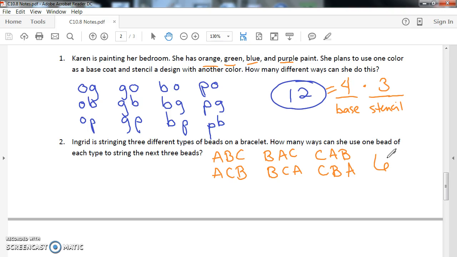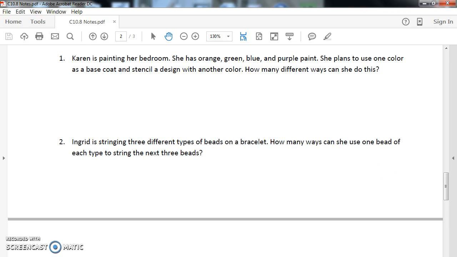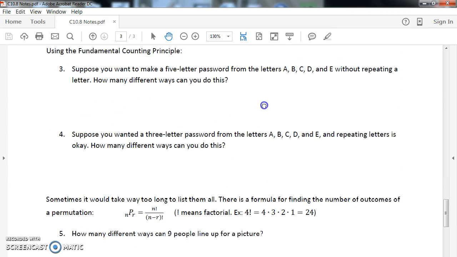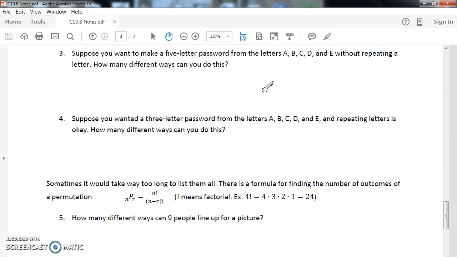And the alternative again here is to use the fundamental counting principle. She's got 3 beads that she's going to use. She has 3 options for the first bead, but now that she's used one, she's got only 2 for the second, and only 1 option left for the third. 3 times 2 times 1 gives us that same number, 6. So let's use that idea to move along here.